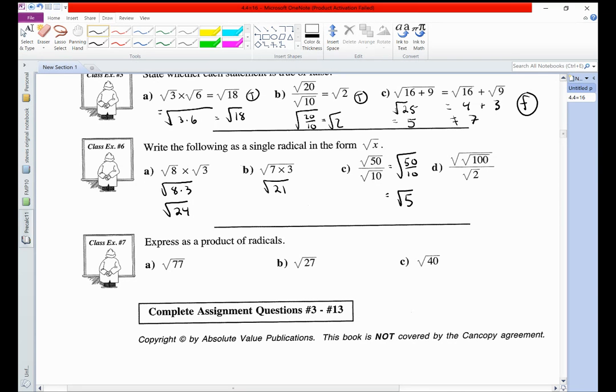50 divided by 10. And then this one's a little bit weird. We have the root of 100 all divided by the root of 2. The first thing you want to do is deal with this square root of 100. What's the root of 100? The square root of 100 is 10. So I can just change that into a 10. And now I have the root of 10 divided by the square root of 2, which is the same thing as the square root of 10 over 2, which is the same thing as the square root of 5.